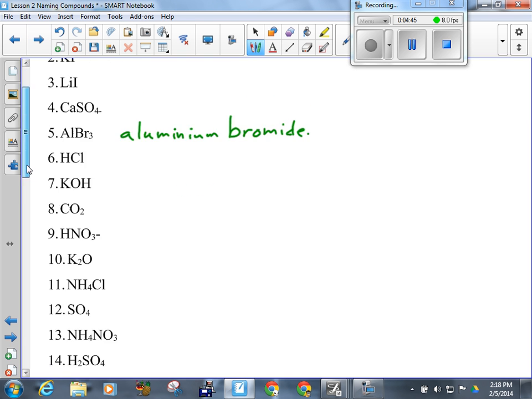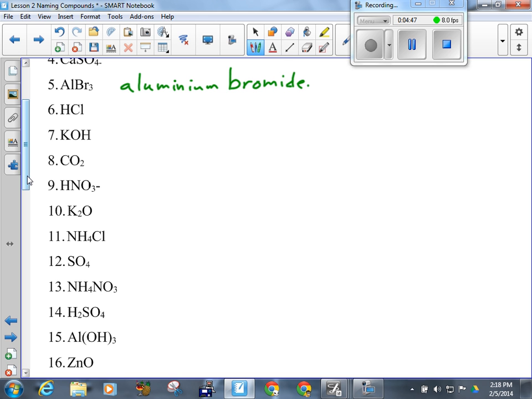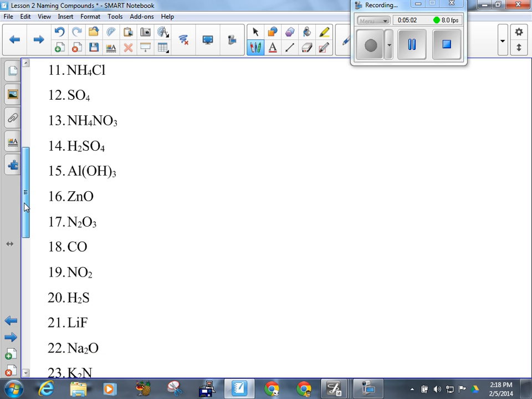If we have a molecular compound, like this one here, we write carbon. And then there's 2 oxygens, so I need di on that one: carbon dioxide. And let's see if we can find one that needs a Roman numeral here.